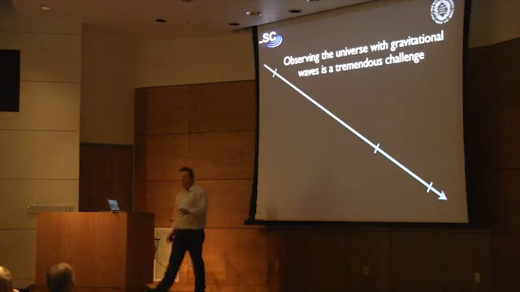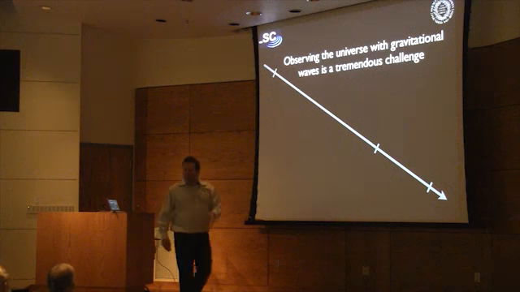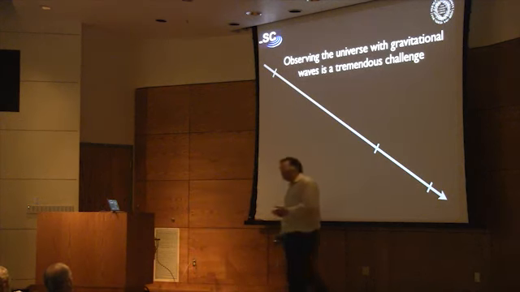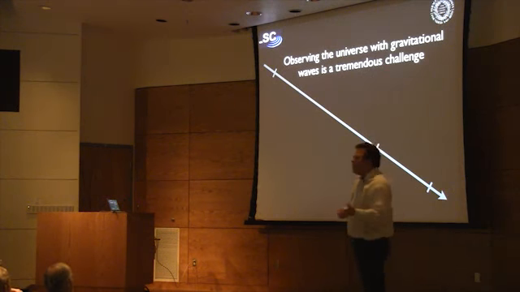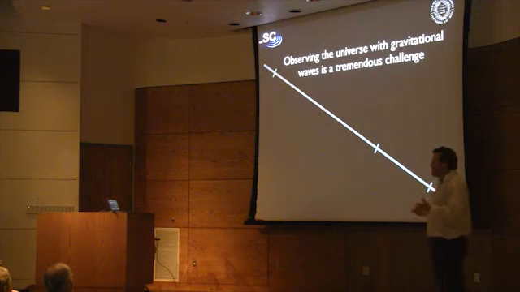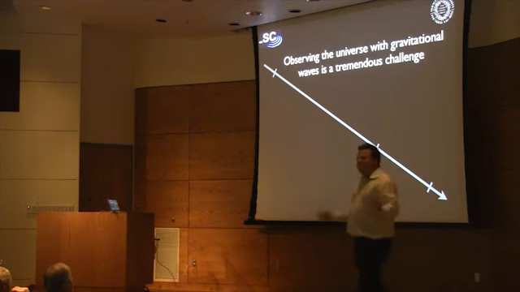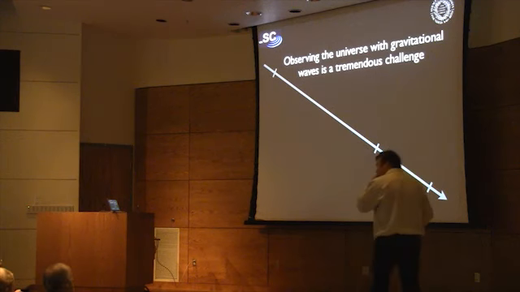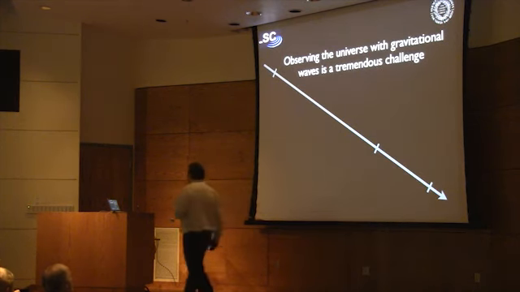Einstein predicted gravitational waves in the first paper he wrote after his paper on GR. Then he wrote another paper with Rosen and said, oh, actually no, gravitational waves aren't real. And it took theorists about 40 years to argue backwards and forwards about whether or not gravitational waves even exist, or whether they were just some mathematical artifact of relativity. Observing the universe with gravitational waves is a tremendous challenge.